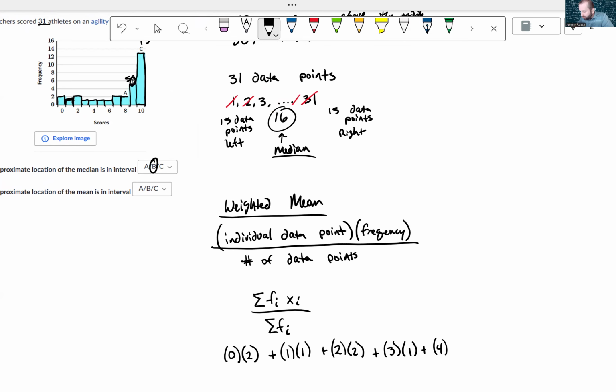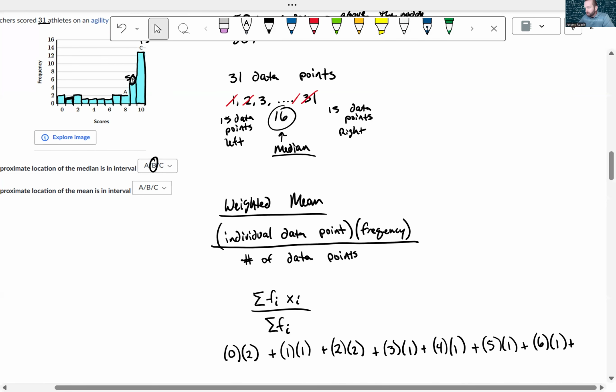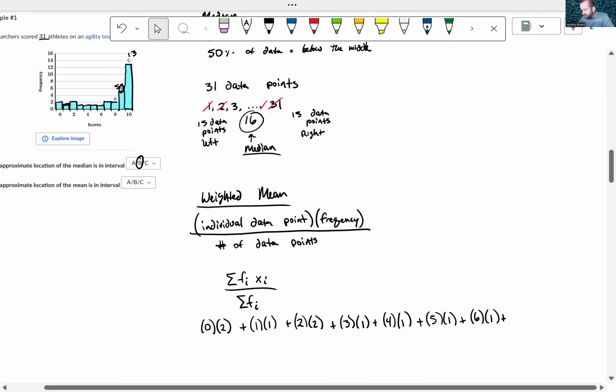Somebody who got a score of 4. There's 1 person who got a score of 4. There is 1 person who got a score of 5. 5 times 1. There is 1 person who got a score of 6. 6 times 1. We're going to keep going. Somebody who got a 7. There's 2 people who got a 7.